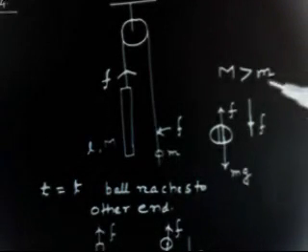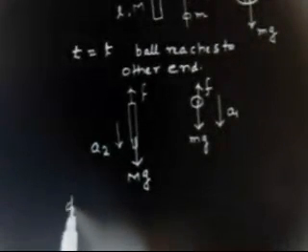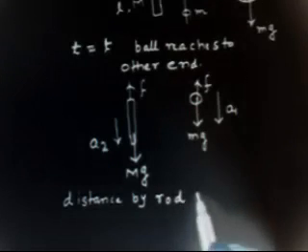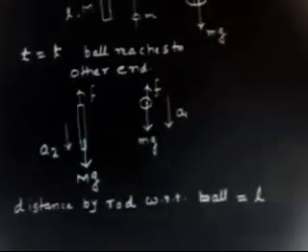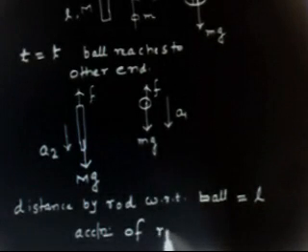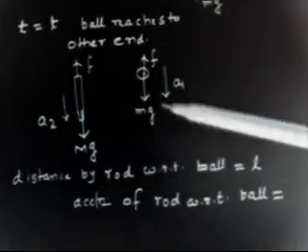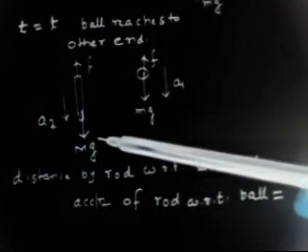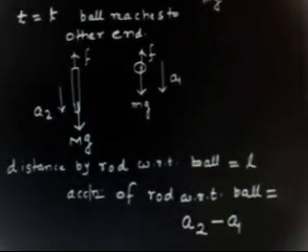So this means I am interested in finding the distance traveled by this rod with respect to this ball. So the distance by the rod with respect to the bead, with respect to the ball, is L. Are you getting it? This is given to you. So now I am interested in the acceleration of the rod with respect to the ball. So what will this acceleration be? Because both are going down, I have to subtract the acceleration of the ball from the acceleration of the rod, that is, a2 minus a1. So this is the acceleration of the rod with respect to the ball.